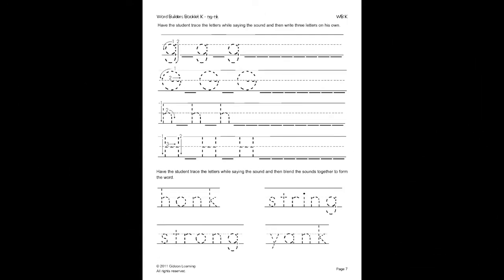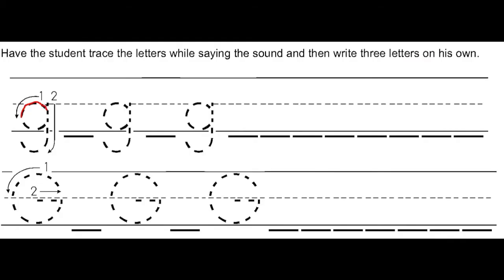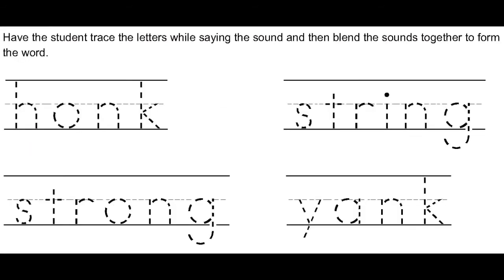This is the part of Word Builders where fine motor skills are trained and perfected. Use the arrows and numbers as guidance on how to correctly form each letter. Next, have the student trace the letter in the correct form while saying the sound and blend the sounds together to form the word.